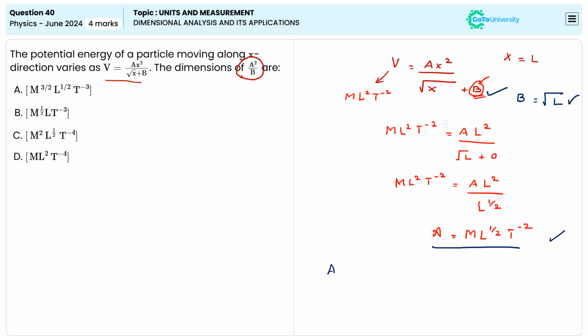So we can calculate the dimension of A square divided by B. We will get M square L T power minus 4 divided by L power 1 over 2. When we are simplifying this, we will get the answer M power 2 L power 1 over 2 T power minus 4. So the correct answer for this question is option C.